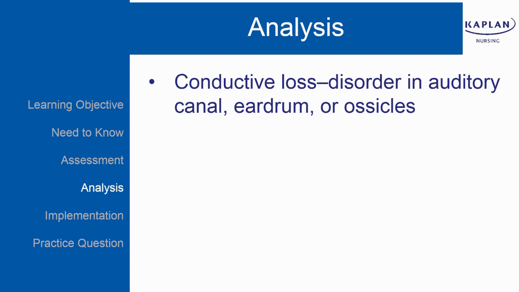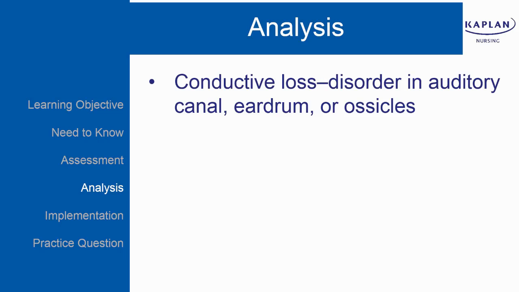Causes of conductive hearing loss are things like infection, inflammation, trauma, foreign body, excessive cerumen, otosclerosis. Potential complications, of course, if the hearing loss is related to infection, otitis, the client could develop meningitis.